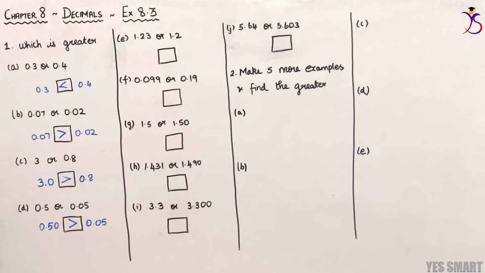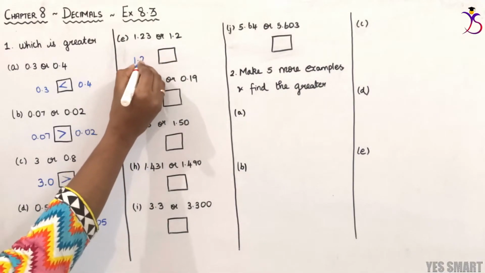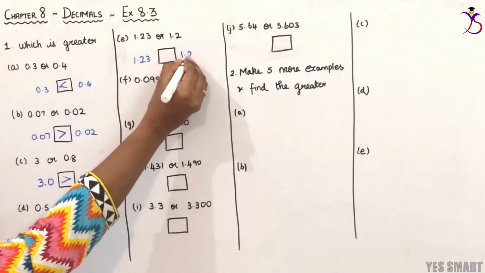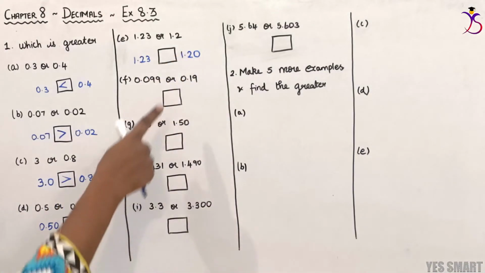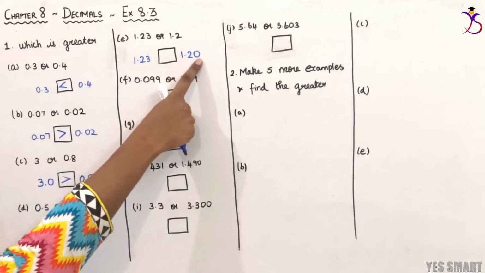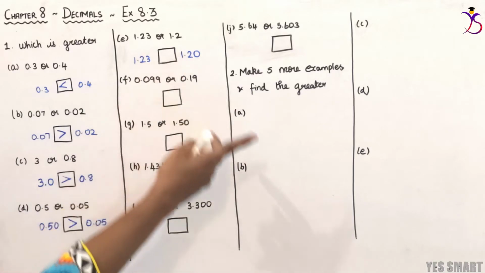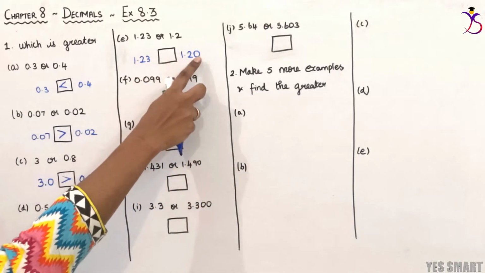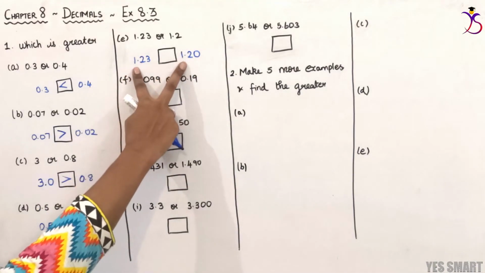Now moving on to the E subdivision. Here, the given decimals are not like decimals, so let's convert. The first value 1.23 remains as it is. The second value, 1.2, let's add a 0 here so that these two values become like decimals. The number of digits in the decimal part is 2. Here we have 2, 3, that is 2 digits. Here we have 2, 0, 2 digits. Now let's compare. First, let's compare the whole part. 1 and 1, both are equal.